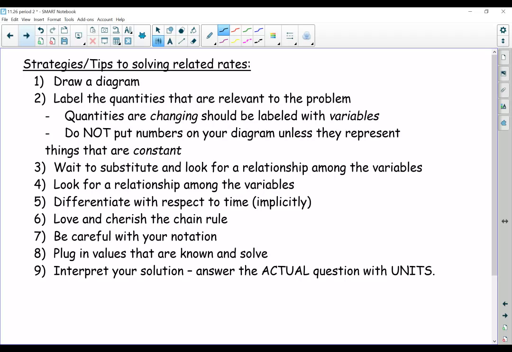Now, there are two types of parts in a related rates situation. Things that are moving or changing, that you're going to label with variables, and things that are not changing, that are constant.